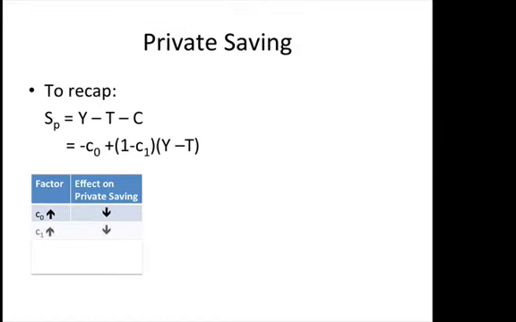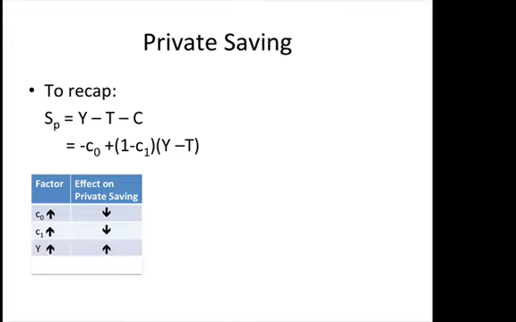The marginal propensity to consume. Obviously, if the marginal propensity to consume goes up, that means for any given dollar of income, people will spend more and therefore save less. Likewise, if the marginal propensity to consume falls, then people will be consuming less and saving more for every additional dollar of income.